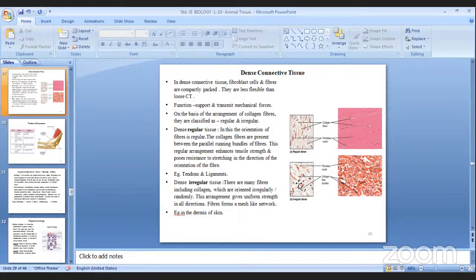They are not in a particular pattern like here, where they are parallel. But what happens is, because the fibers are irregularly oriented, it gives uniform strength in all directions. Here it gives strength only in a particular direction. Whichever way it is stretching, in that direction only it will give the strength. But here it will give strength universally in all directions. This is the dermis of skin, and here we will take the example of tendons and ligaments.